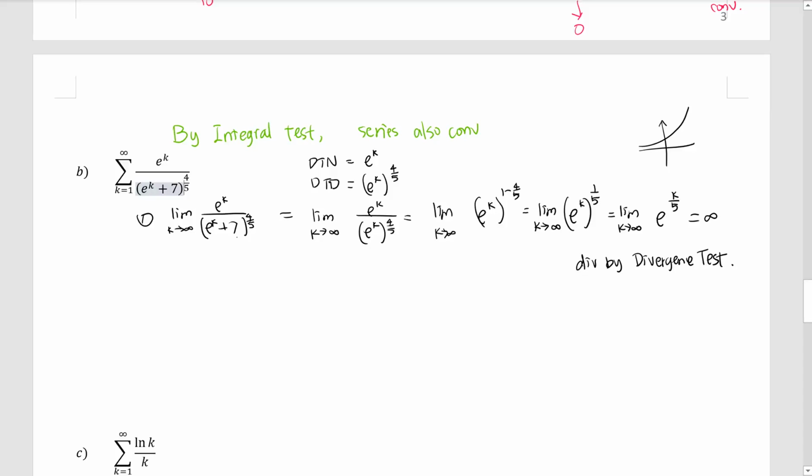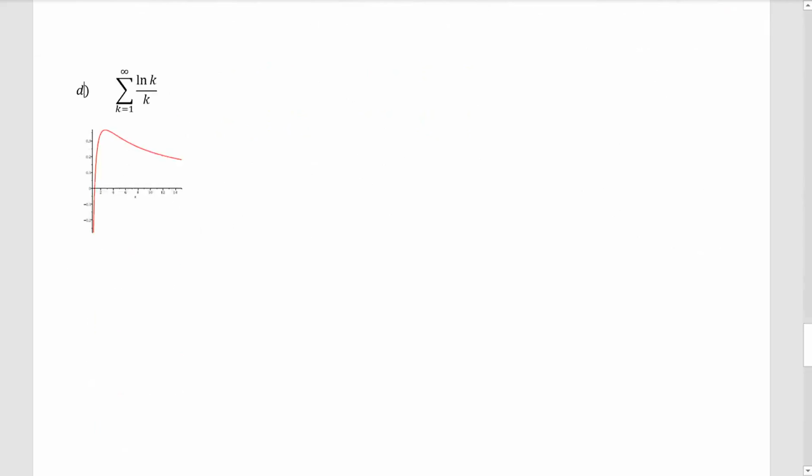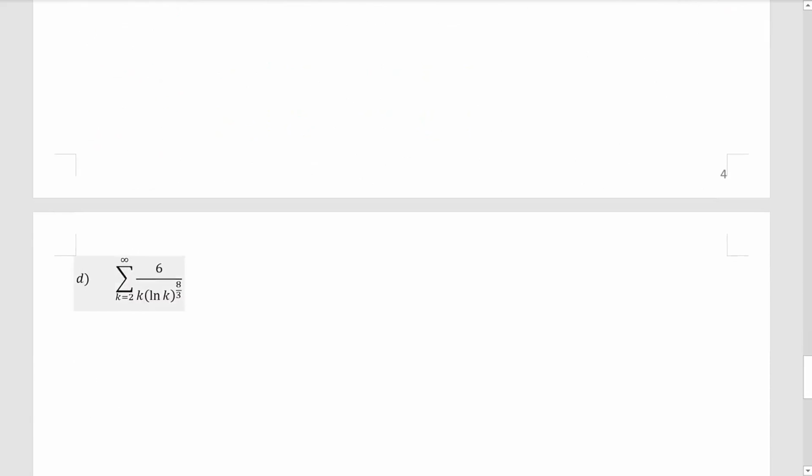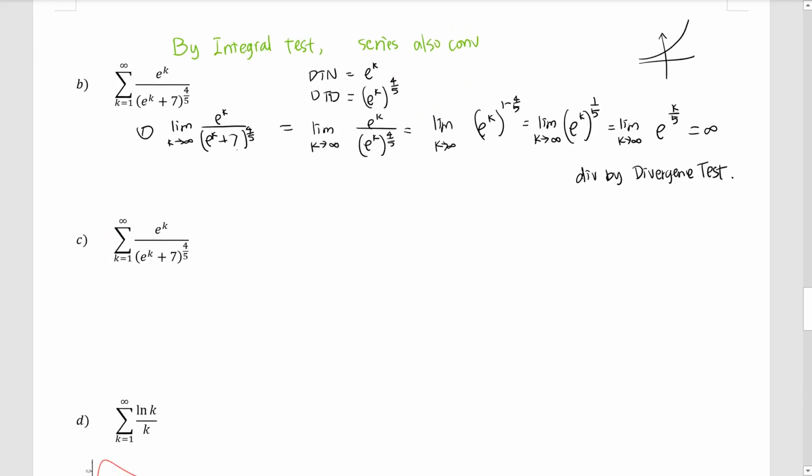Let me change the problem a little bit to make it more interesting. Let me call this C, this D, and this E. Now I'm going to change this exponent to 7. If I change this to 7, now what happens?